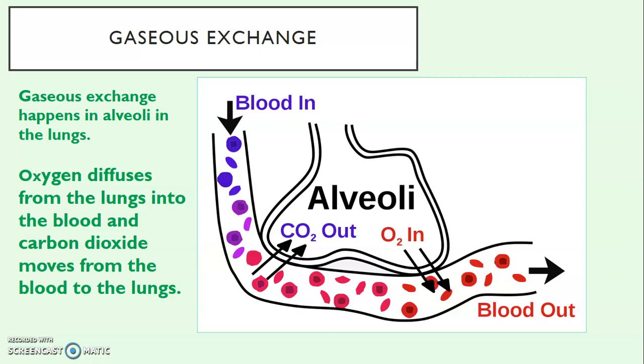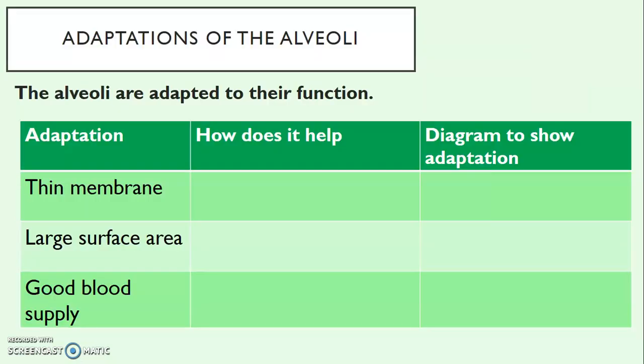If you've got the different colours, that would be great, because the blue represents the deoxygenated blood, so lots of carbon dioxide here, and the red is oxygenated blood, lots of oxygen. So the adaptations, the alveoli are adapted to their function. They have lots of features that is going to help them, and the ones we need to be able to explain are thin membrane, large surface area and good blood supply.